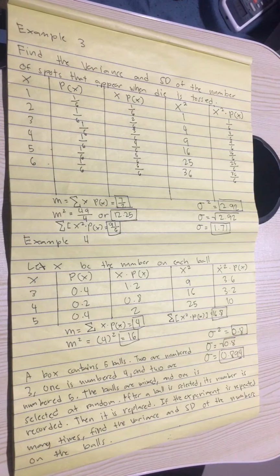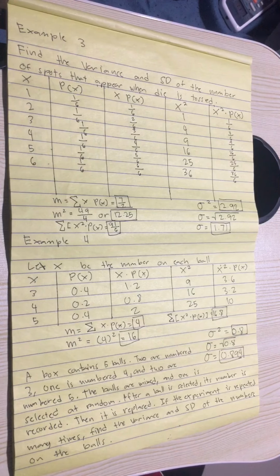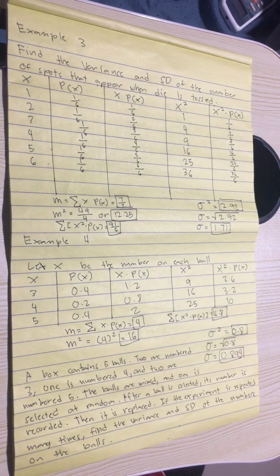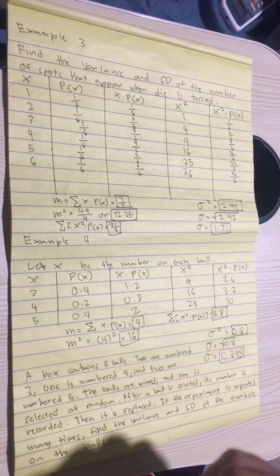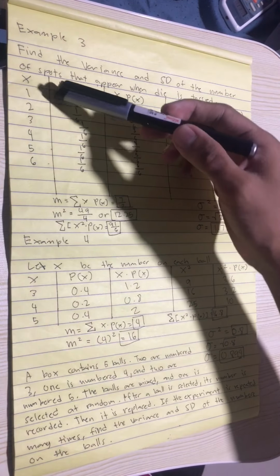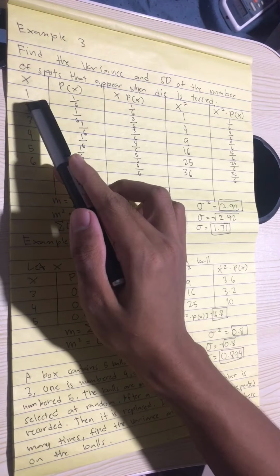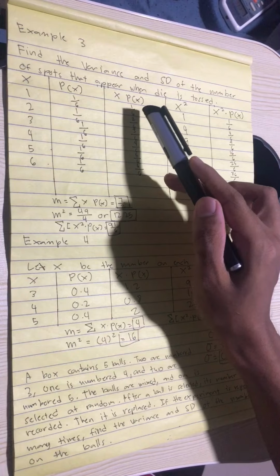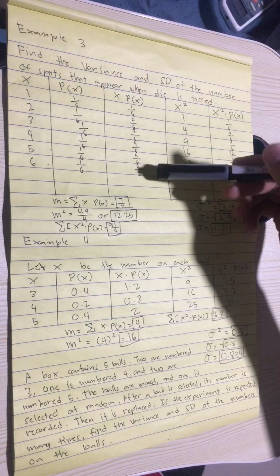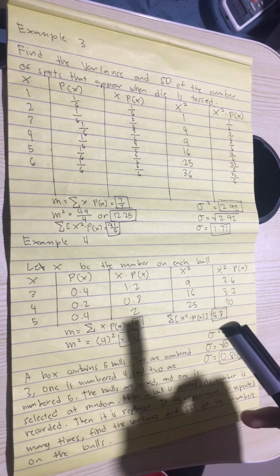So there you go. So moving on to our example 3 and 4. So same procedure and same formula to be used to get the mean, variance, and the standard deviation. So first, by getting the mean again, we need first to multiply the value of x column and the value of p of x column. So 1 times 1/6 is equals to 1/6, and so on and so forth.